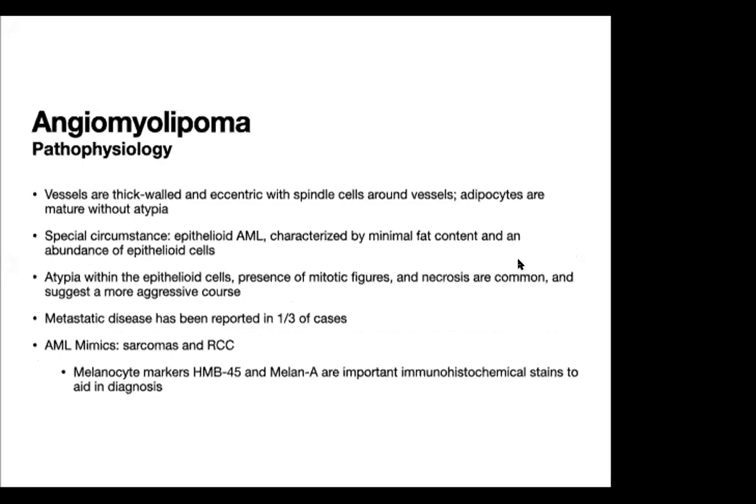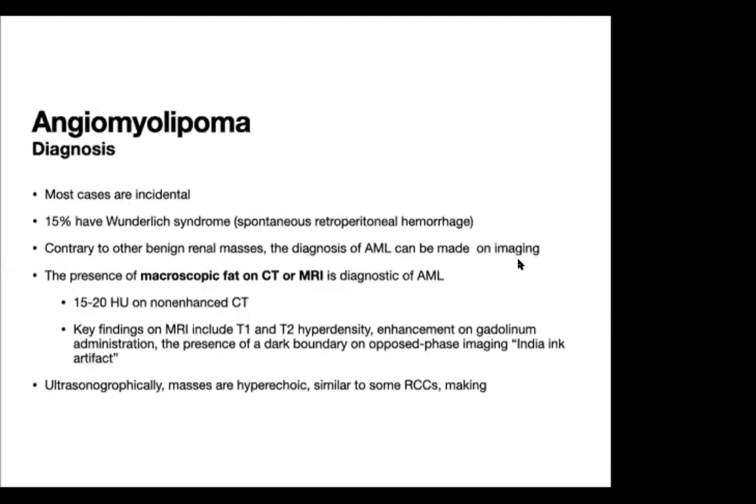Also, there are AML mimics, such as your sarcomas and RCC. In these cases, melanocyte markers such as HMB45 and MELAN-A are important stains to aid in diagnosis. Now, AMLs are mostly incidental. 15% have Wunderlich syndrome, which is spontaneous retroperitoneal hemorrhage. And contrary to other benign renal masses, the diagnosis of AML can be made on imaging. The presence of macroscopic fat on CT or MRI is AML. This will be minus 15 to minus 20 Hounsfield units on non-enhanced CT.